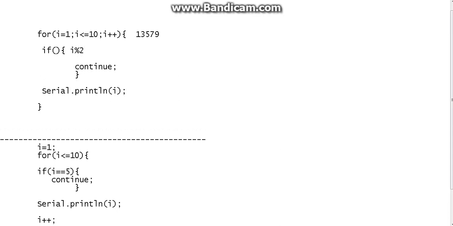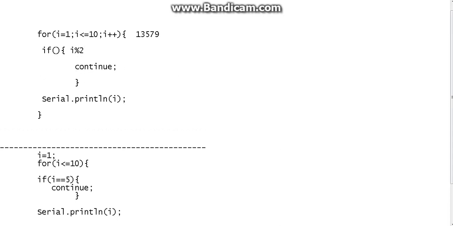We do the modulus operator for the I, modulus by 2, and if the remainder is 0, it is an even number. If the remainder is 1, it is an odd number. That means we divide the I by 2. If the remainder is 0, it is obviously an even number. If we divide the I by 2 and the remainder is 1, it is an odd number. So you know it, right?